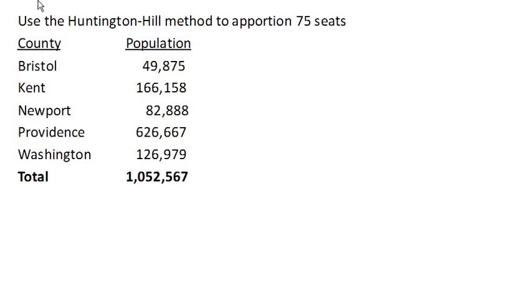So now we're going to use Huntington-Hill method to apportion 75 seats in Rhode Island. So the initial divisor, you might remember, was 14,034.23. And so that gave us our original quotas.